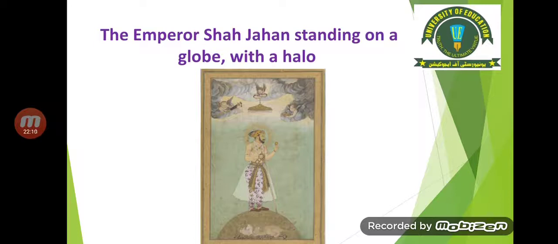So basically, it shows the power of the emperor not only on the world as he is shown standing on a globe, but also in the skies.